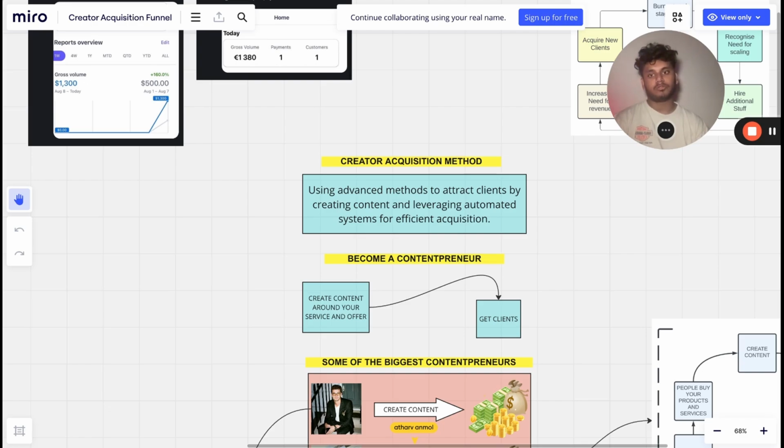Okay, so a couple of things: this is not a new method. This method has been used by all your favorite gurus to sign clients. It's only now that people have started noticing this method, which a lot of gurus use to sign clients, but no one noticed it. So yeah, this is the method which I call the creator acquisition method.